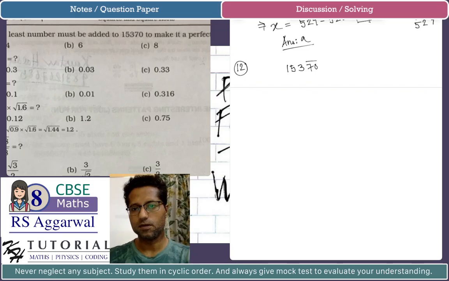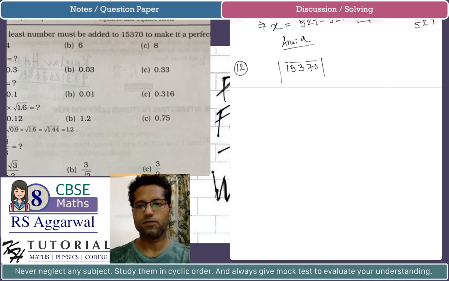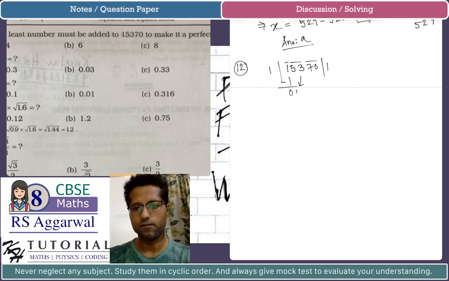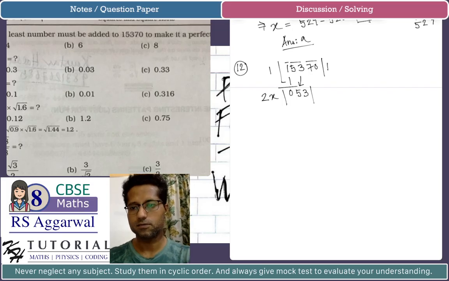The periods are 70, 53 and 1. We start the long division method. Obviously the divisor will be 1, 1 minus 1 is 0. We bring down the next period 53. 53 becomes the dividend, and the next partial divisor becomes 2. And then we have to find the digit x such that the two-digit number 2x multiplied by x is less than or equal to 53.